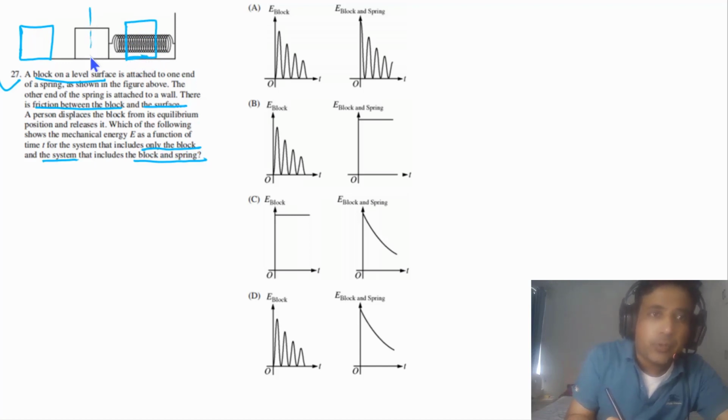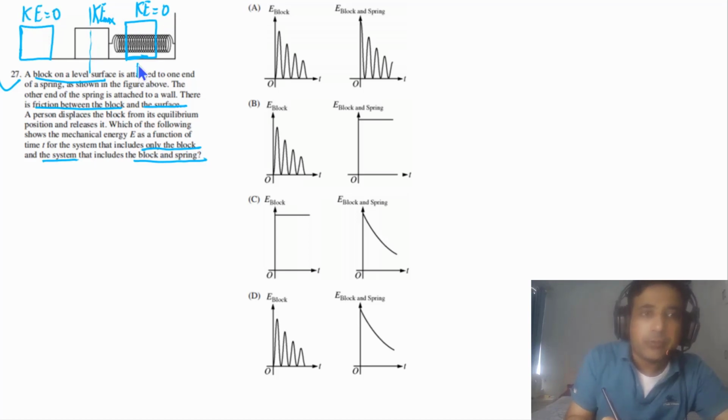So at this point, kinetic energy will be maximum. So we can say KE will be maximum. At this point, KE will be equal to 0, and at this point, KE also will be equal to 0. And at this point, EPE will be maximum. So EPE will be maximum.